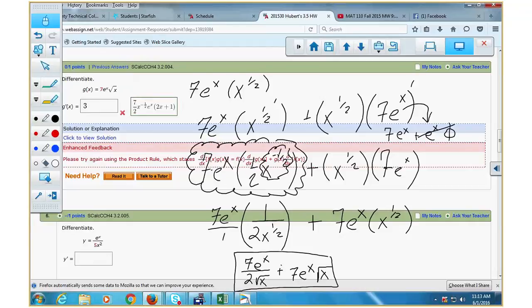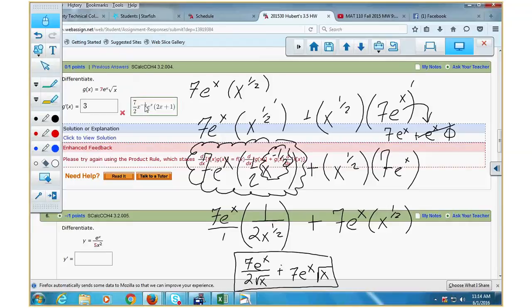You get 7 if you take out 7x to the 1/2, 7/2 x to the 1/2, you get this. I don't care about that. This is good enough, and this is good enough right here. But I don't want to see that negative exponent. Does everybody see where they did that?